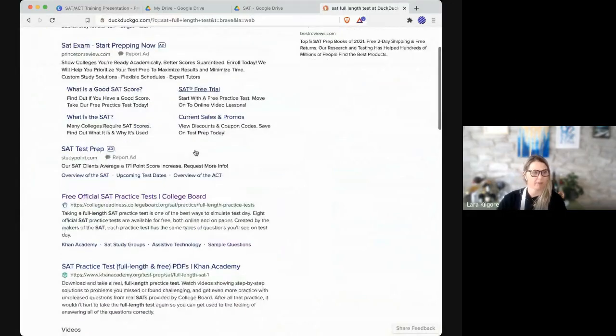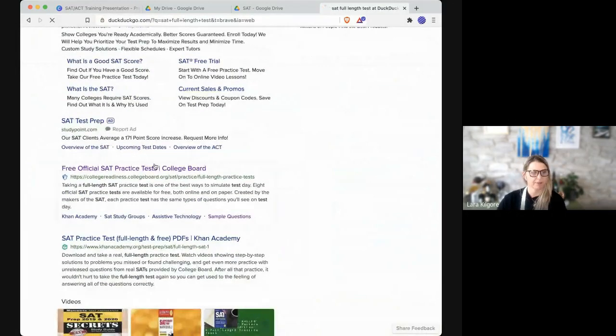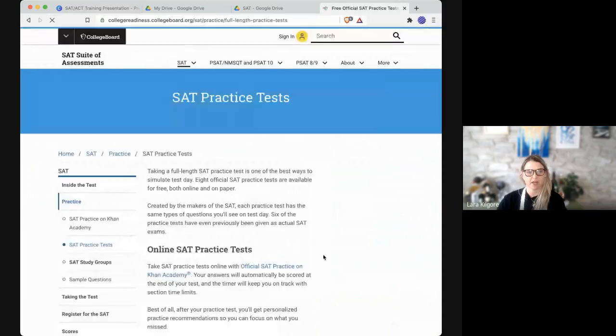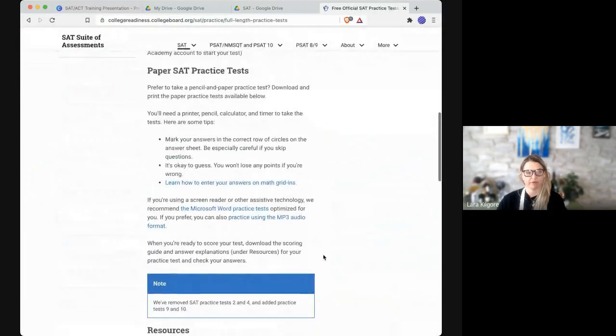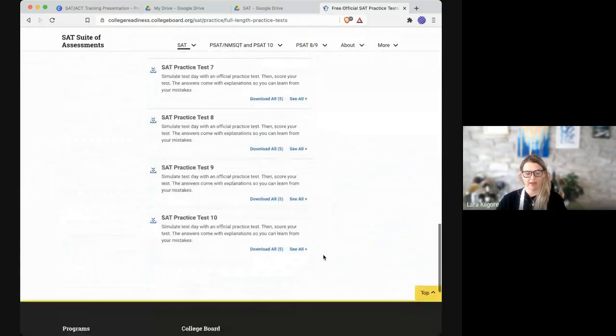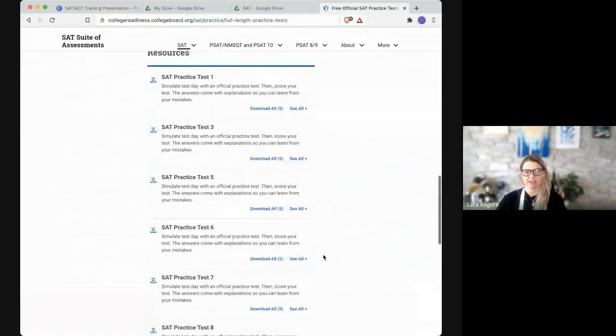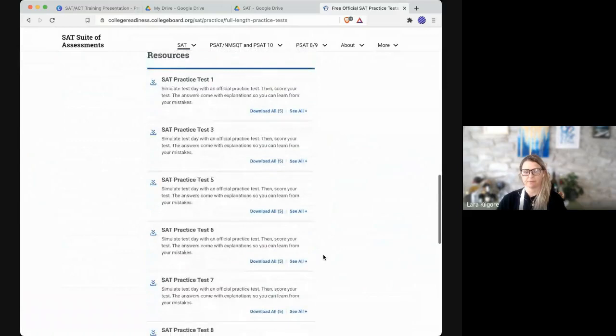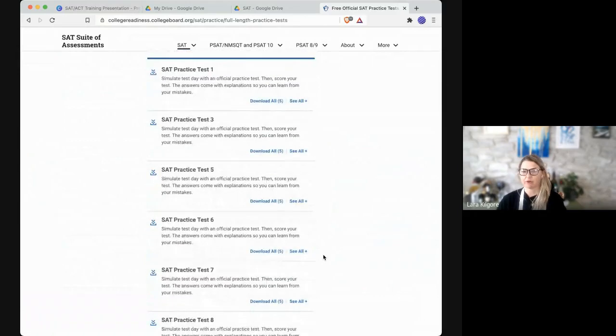On College Board's website, you go down here. They have 8, no, they have more now. They have 10 free tests available to the public. So a lot of times, if for whatever reason the student doesn't have the book yet, I will pull one of these tests and we'll do it together for maybe the first couple of sessions until they have their book.